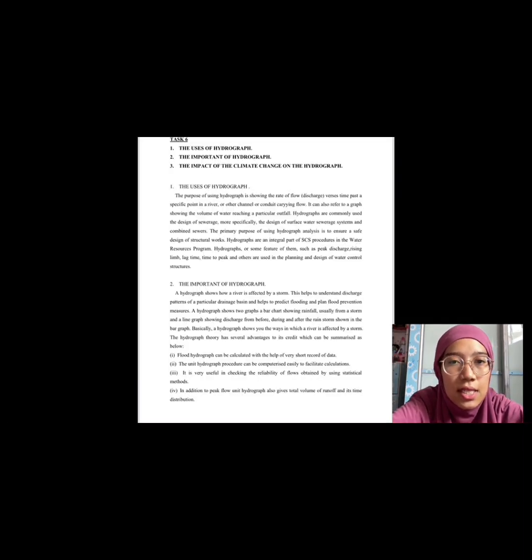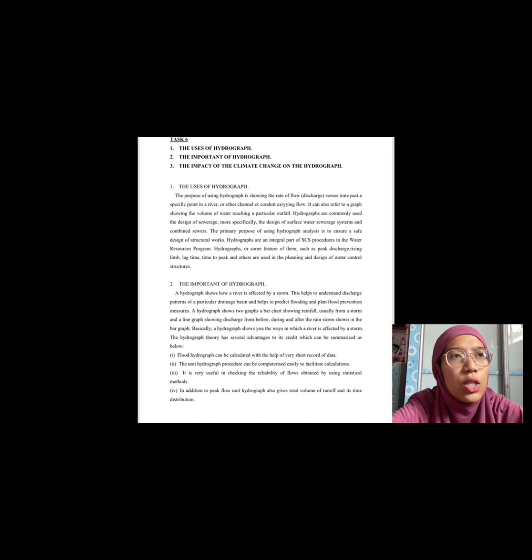Okay, Task 6: the use of hydrograph. The purpose of using a hydrograph is to show the rate of flow, discharge versus time passed, at a specific point in a river or other channel or conduit carrying flow. It can also refer to a graph showing the volume of water reaching a particular outfall.